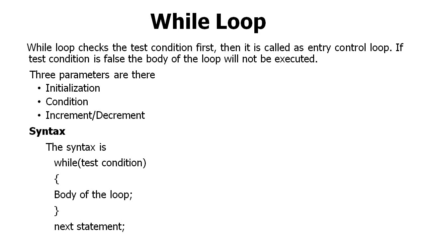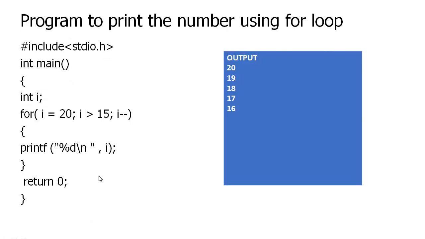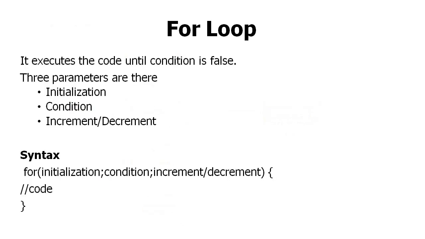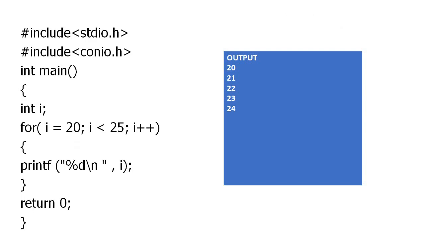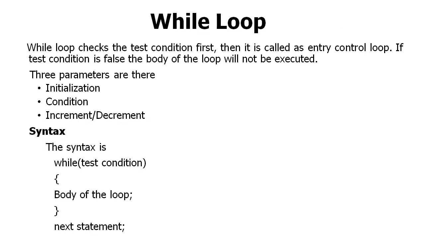Next one is the while loop. Here also we will do the loop. We'll repeat the process until the condition is true. This loop is called an entry control loop. Why so? In the while loop, we check the condition first, and only if the condition is true do we execute the loop. The for loop is also called an entry control loop. In the for loop also, only if the condition is true do we execute certain code. If the condition is false, we will never execute the code. So the for loop and while loop are called entry control loops.